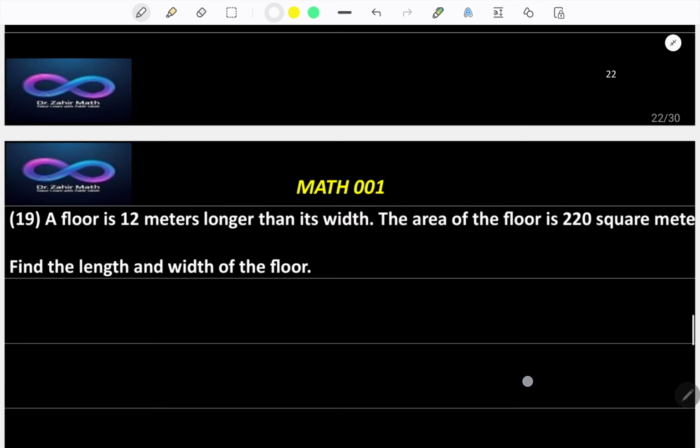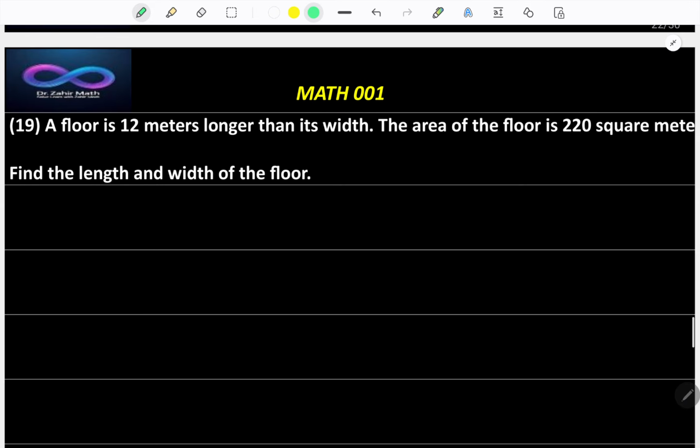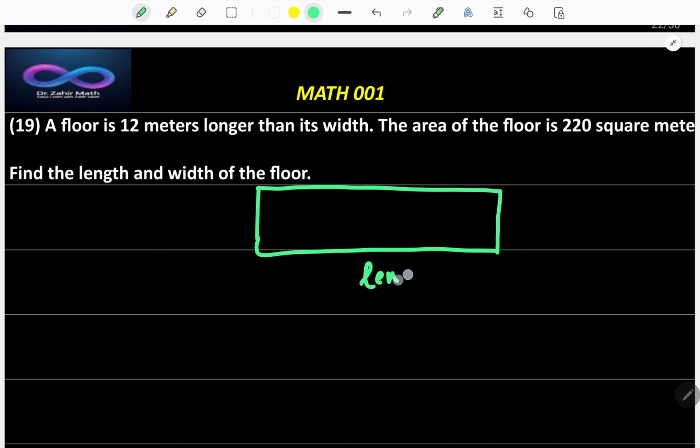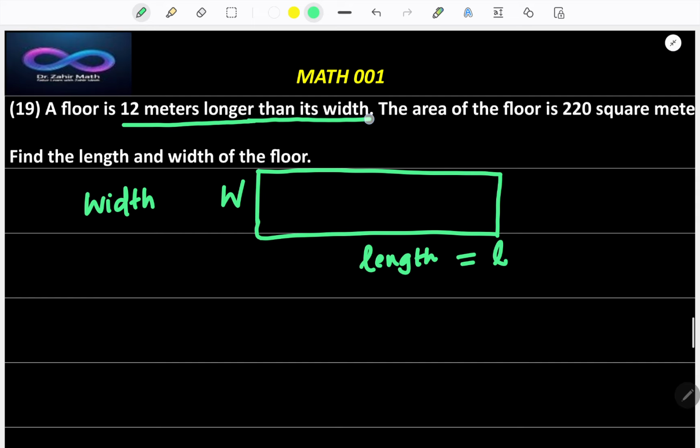Okay, right. Next question is, a floor is 12 meters longer than its width. Again, it's a rectangular floor, right? So this is called length, and this is called width. So we call it W and we call it L, right? So the floor is 12 meters longer than its width. So this is width, and this is 12 meters more than width.